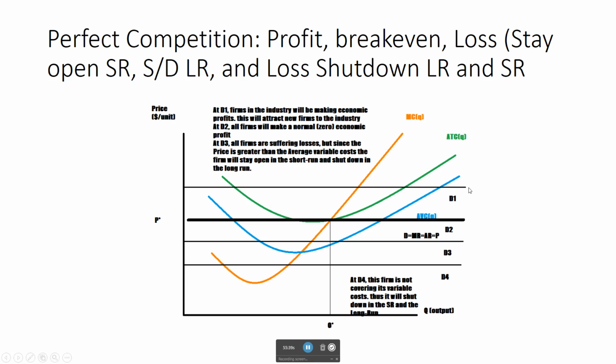So those are the four cases. D1, we're making a profit, stay open in the long run and the short run. And that's because the price we're receiving is above the break-even point. We're making a profit. That's what we want to do. D2, we're operating at a normal economic profit right at the break-even point. There's no incentive to leave the industry or for another firm to enter it. That's where the firm operates. All firms operate in the long run in perfectly competitive markets. D3, this firm will stay open in the short run and shut down in the long run. And then D4, this firm will shut down in the long run and the short run. You should know these.